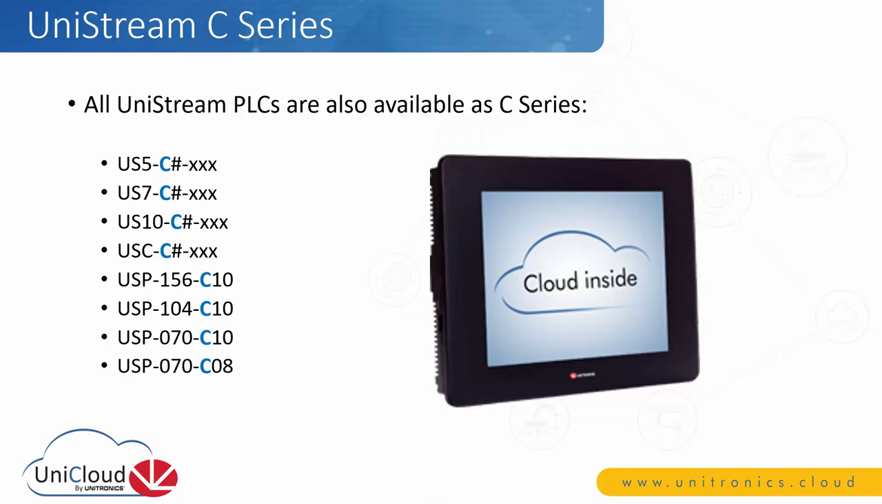Now, a lot of these part numbers are going to look familiar. What determines that it is actually a cloud model PLC is the C in place of the B where you would normally see it. Now, what a cloud model gives you, right? I had already mentioned that a UniStream is cloud capable out of the box. What you are getting with a C model is a built-in 5-year startup subscription.